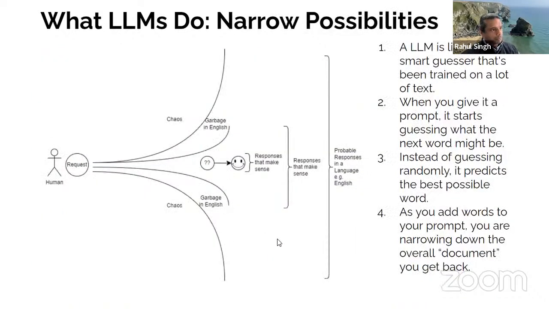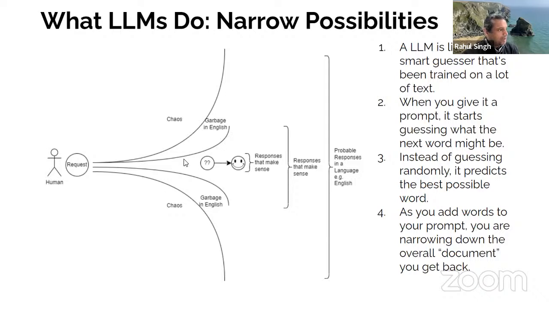So here's another way I would explain what LLMs do. They narrow possibilities. So when you have a request, a set of words, it's taking all of the things that could come back to you, right? So technically the machine can just send you random characters, right? And that I would say is chaos, random characters and random numbers. But it doesn't do that. It gives you something back in English. So there's another smaller possibility of what I would say garbage in English, meaning it can respond to you in English, but it doesn't make sense in terms of the answer that you get back, right?